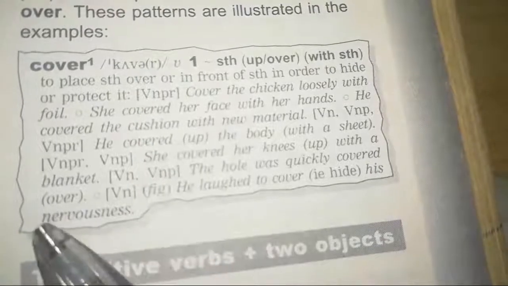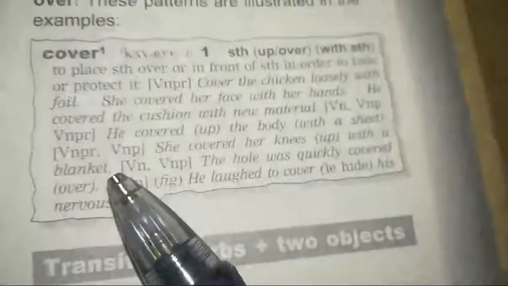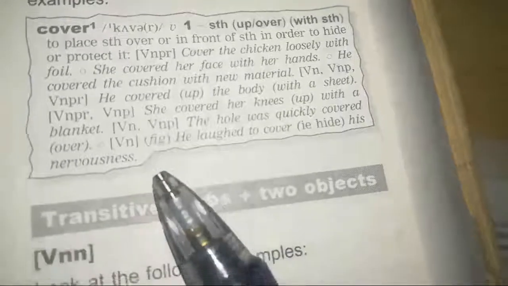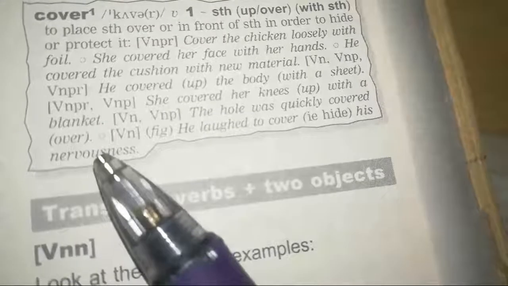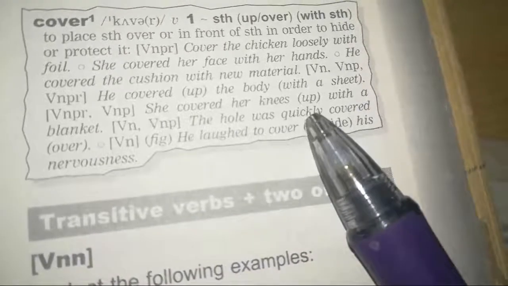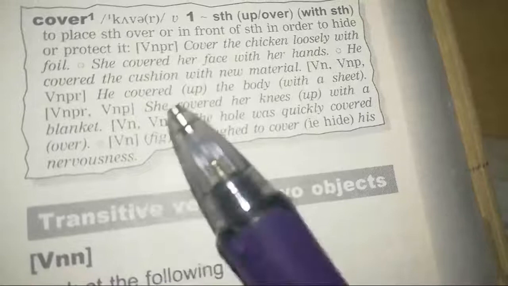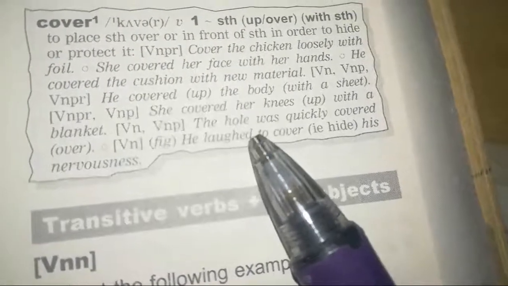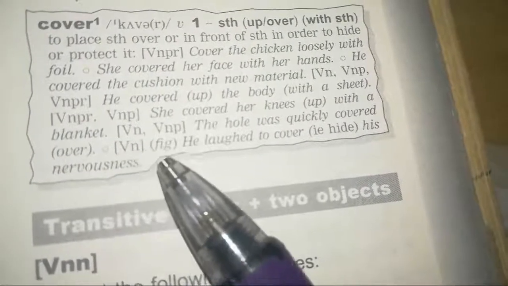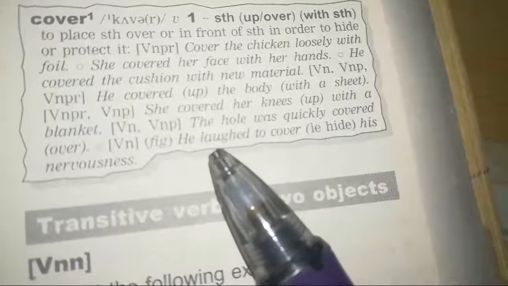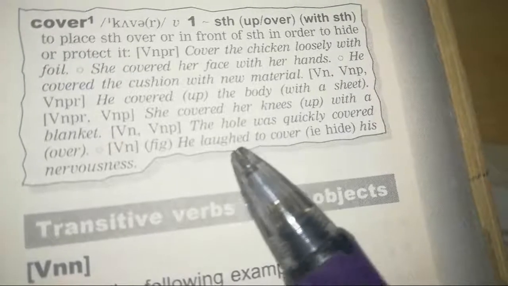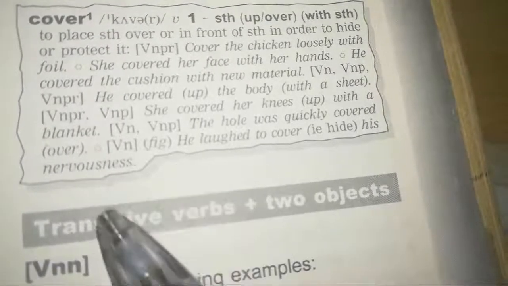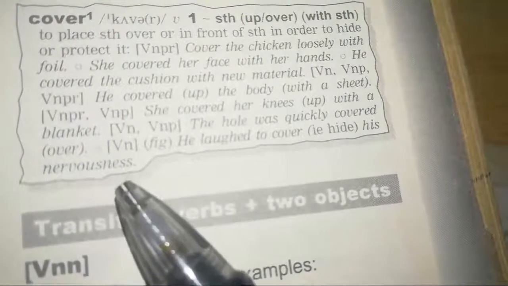VN, VNP, VNPS. He covered up the body with a sheet. VNPR, VNP: She covered her knees up with a blanket. VN, VNP: The hole was quickly covered over. VN, Fig: He laughed to cover, to hide his nervousness.